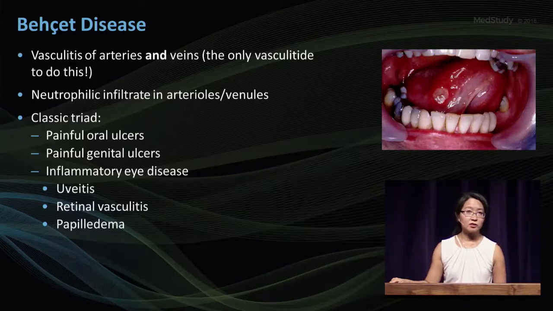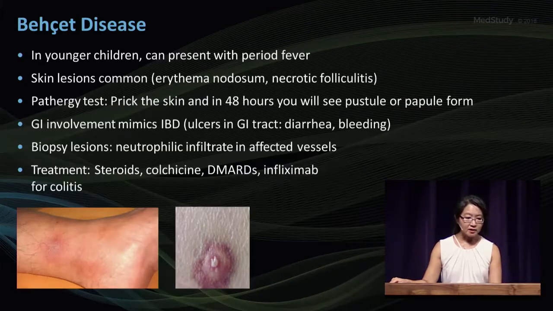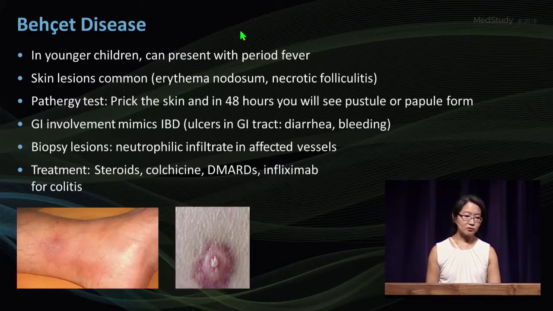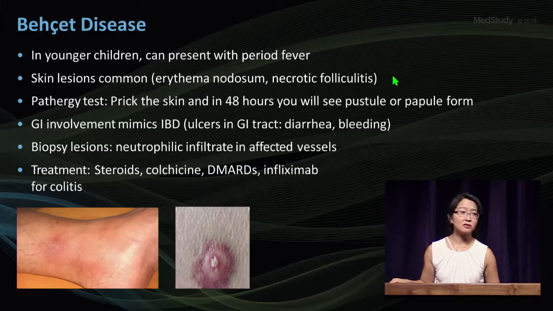go away. Children will get oral ulcers, but usually they'll last at maximum about 7 days, typically 3 to 4 days. But patients with Behçet's will have ulcers that will last for weeks. In younger children, these patients can present with periodic fever, kind of like in patients with systemic onset JIA. So what's interesting is if you do microarray analyses of patients with Behçet's, they have very high levels of IL-1, so they're considered an autoinflammatory disease.